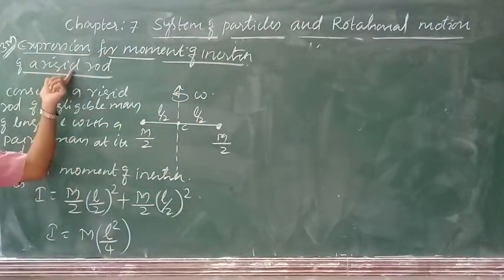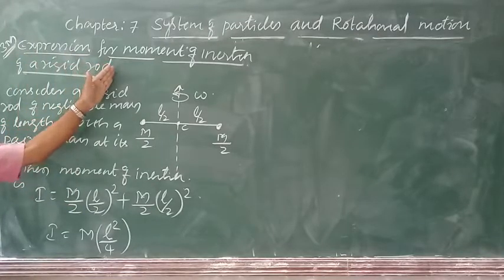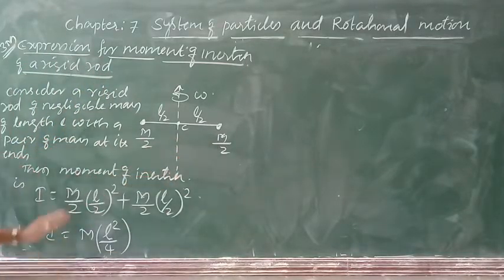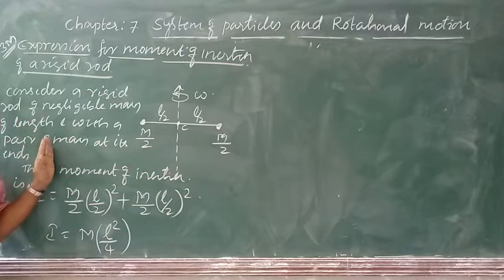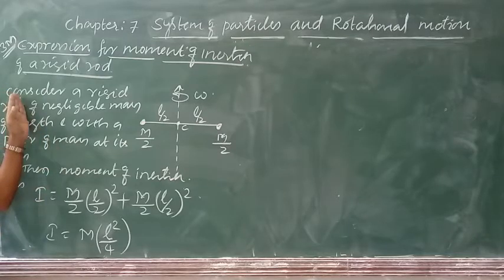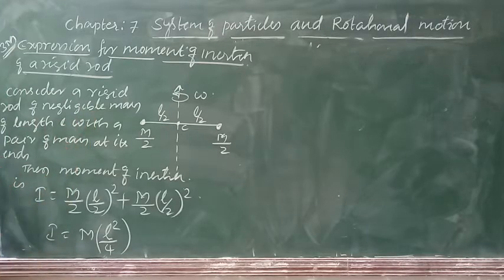In this video we are going to know the expression for moment of inertia of a rigid rod with a pair of masses attached to its ends. Later, radius of gyration and kinematics of rotational motion equations. Then we will discuss the concept of the angular momentum of particles rotating about an axis.